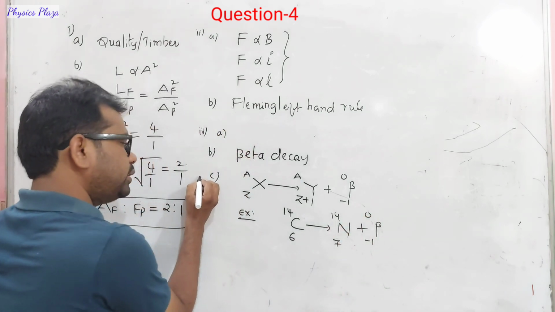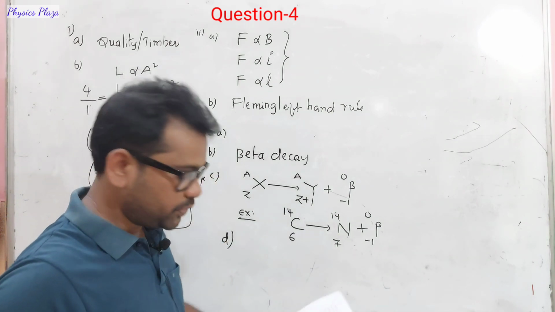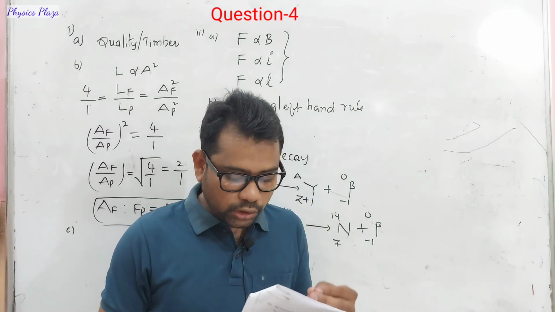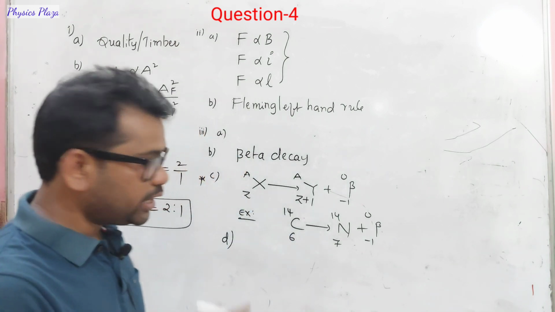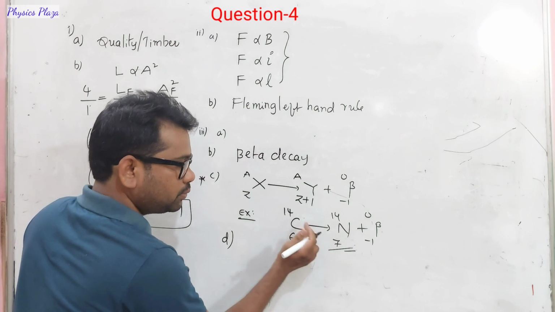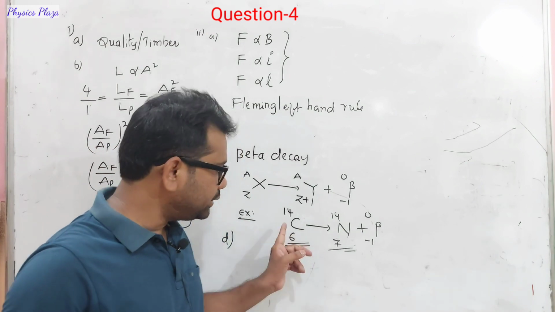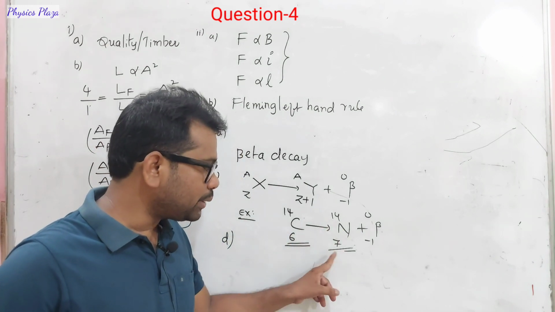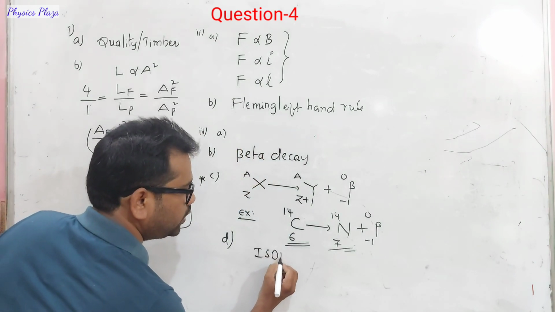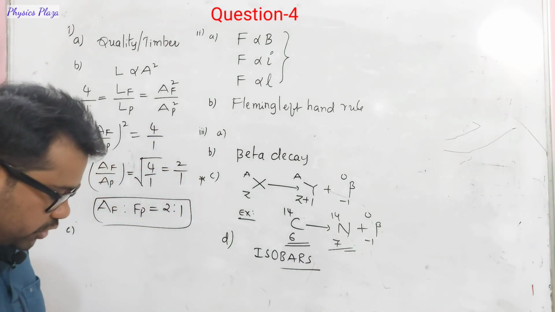And children, if you are able to do the bit C, you are able to do the bit D also. It's related. So what is the bit D here? What is the special name given to the parent and daughter nuclei when this radiation is emitted? Children, now try to notice here, parent nuclei, daughter nuclei. Atomic number is different, but mass number is same. Children, the atoms belonging to different elements having different atomic number but same mass number are called what? Isobars. Isobars, that's it. Okay. So this is question number 4.